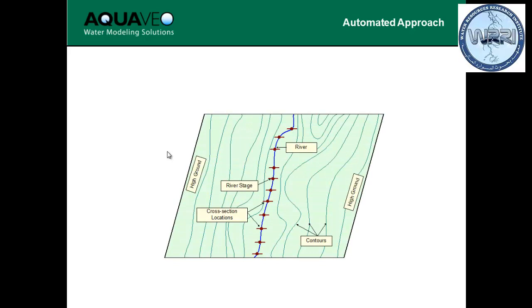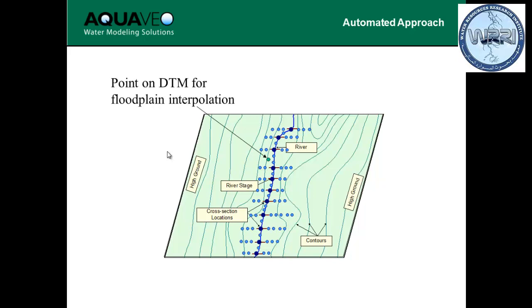In WMS and in other tools that are used to delineate floodplains, you read in your river stages or your water surface elevations into the program, and you can interpolate water surface elevation so you have additional solution points. So you interpolate water surface elevations along your streams and along your cross sections.